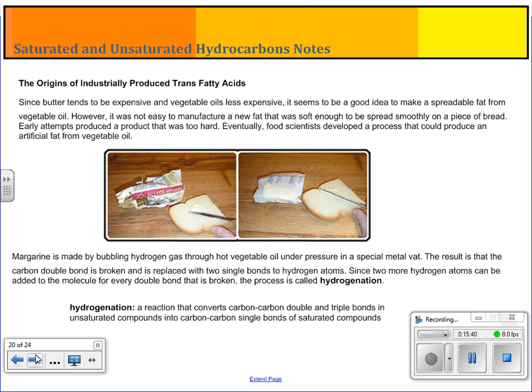Eventually, food scientists developed a process that could produce an artificial fat from vegetable oil. Margarine is made by bubbling hydrogen gas through hot vegetable oil under pressure in a metal vat. This results in the carbon double bond being broken and replaced with two single bonds to hydrogen atoms. Since two more hydrogen atoms can be added to the molecule for every double bond that is broken, this process is called hydrogenation.